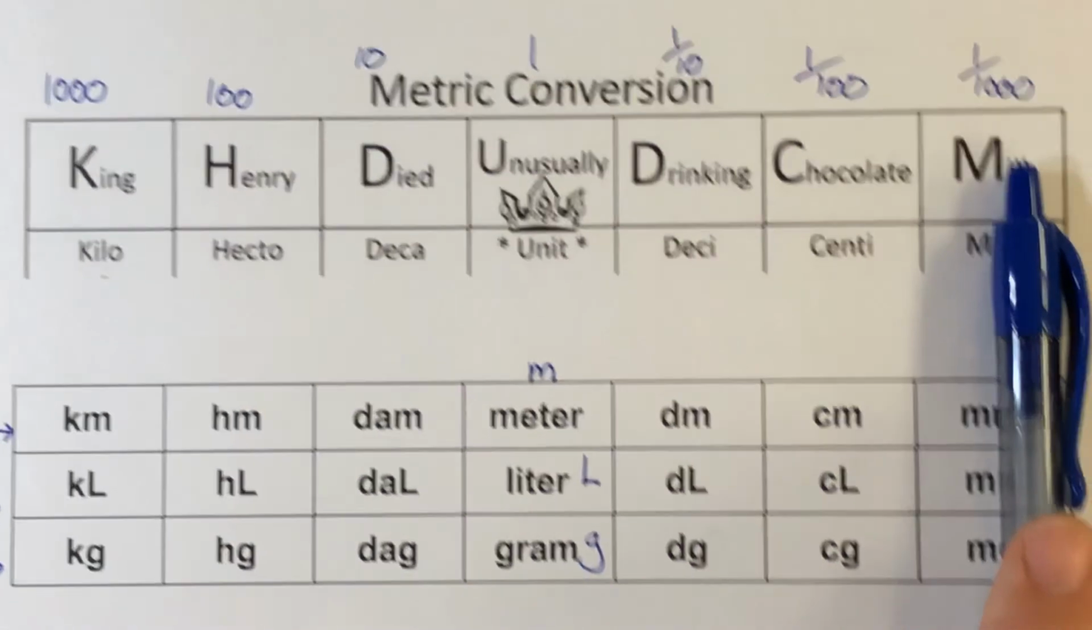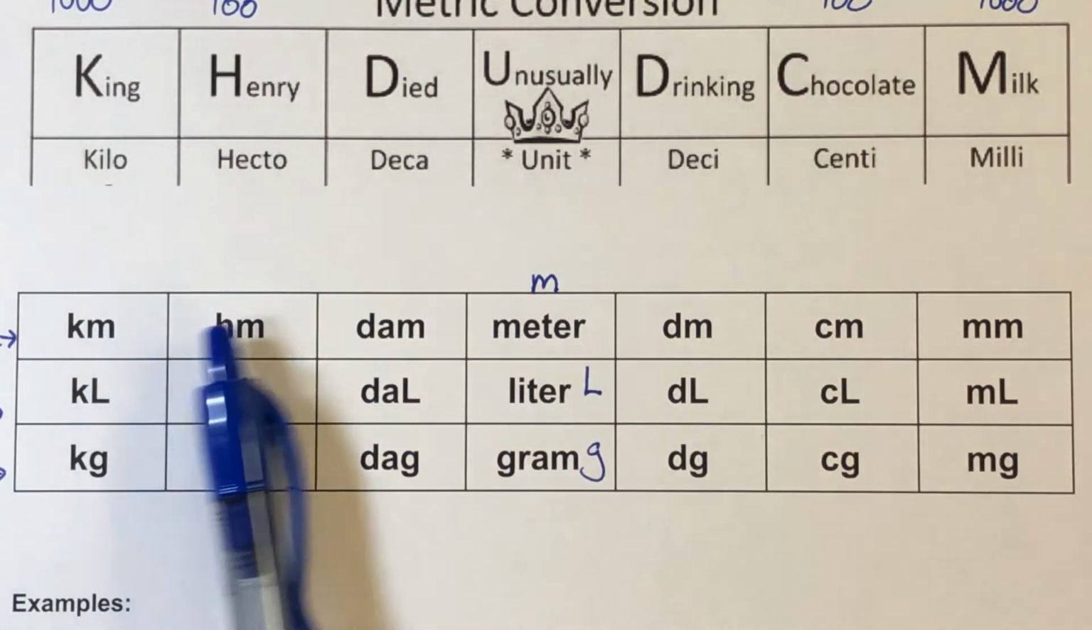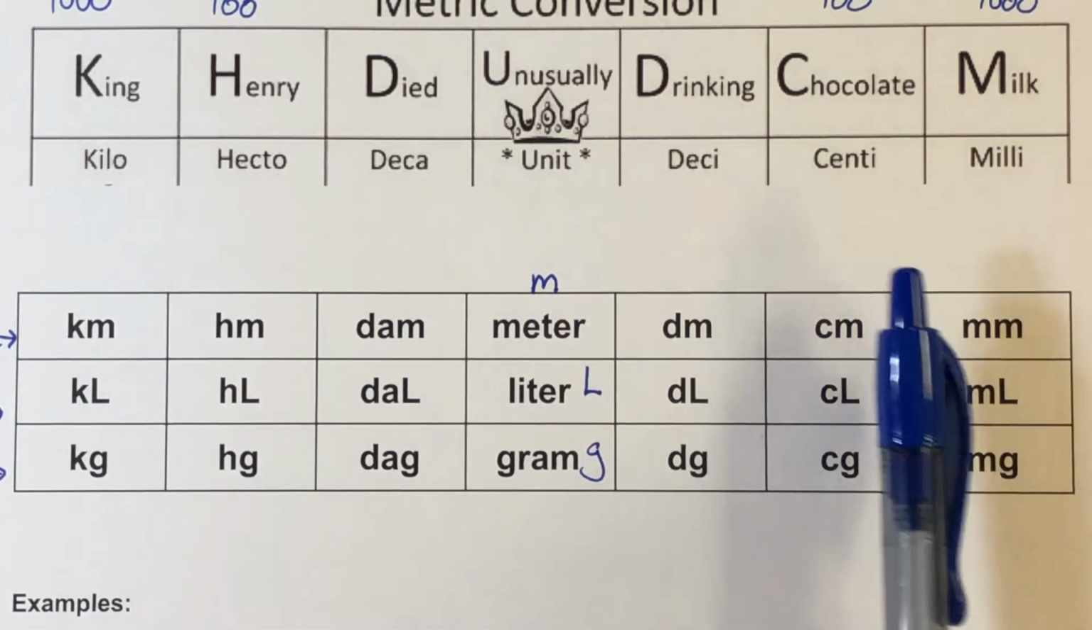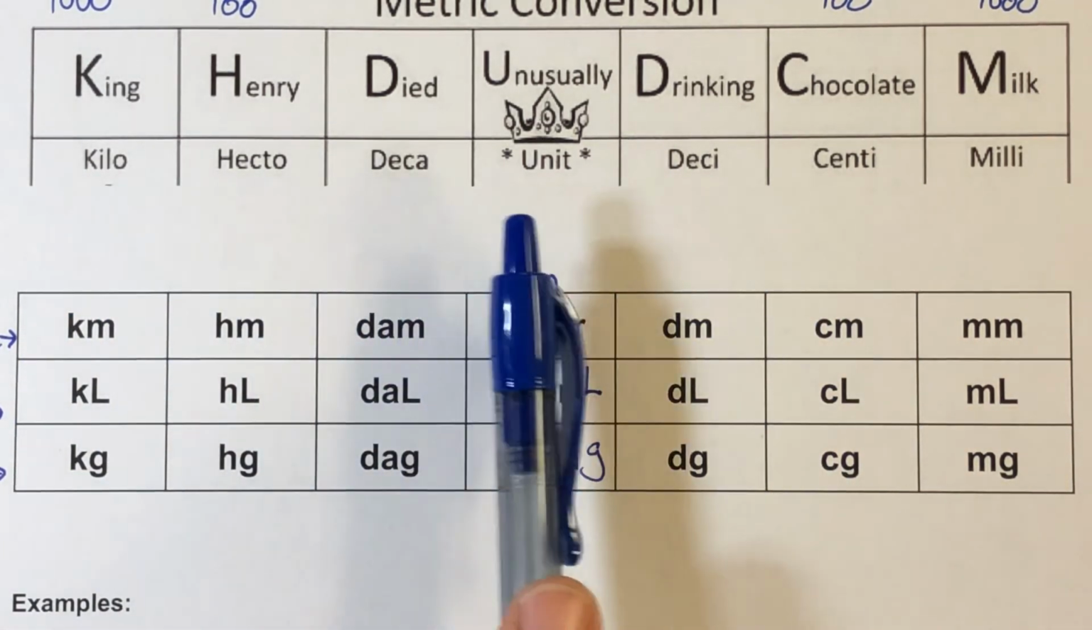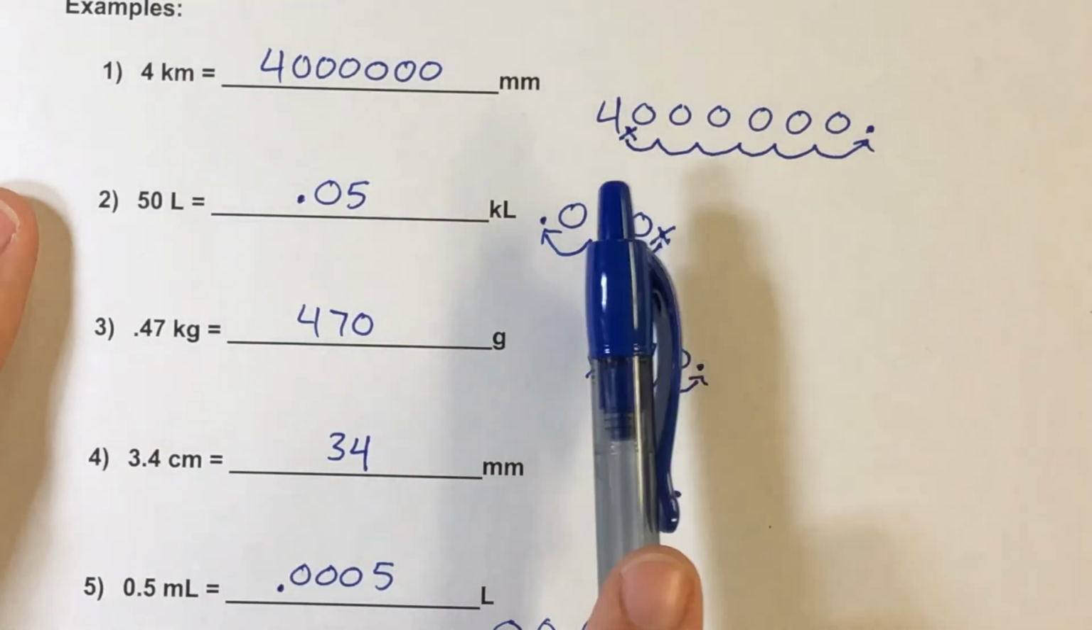And whenever you're converting, always determine what you are starting with and what you're going to. You'll either move left or right. Count how many times left or right you move. And that's the same thing that you do with your decimal.